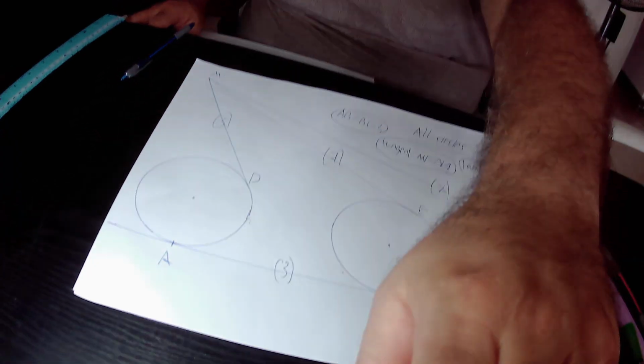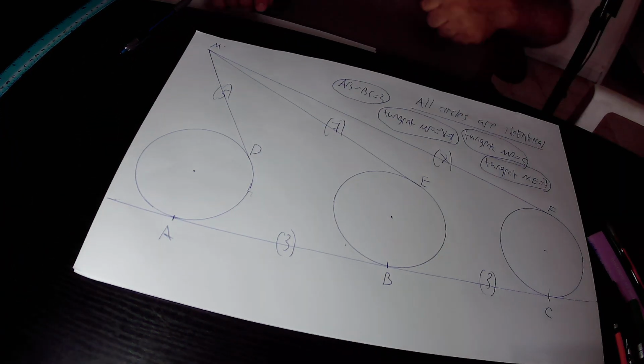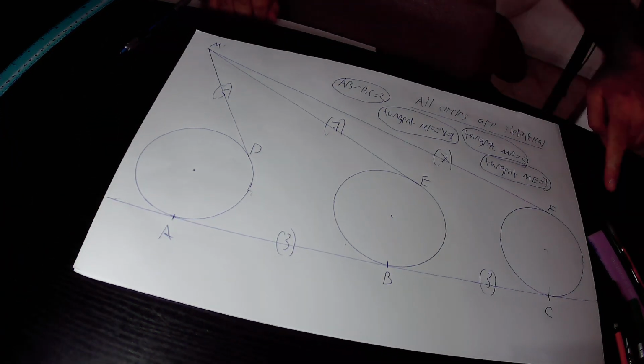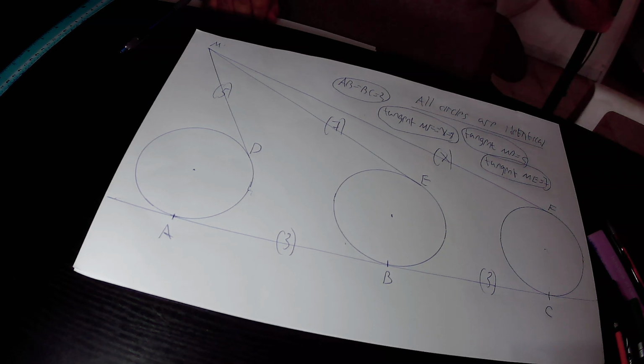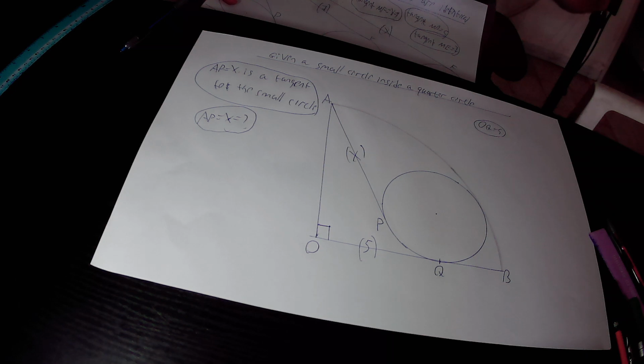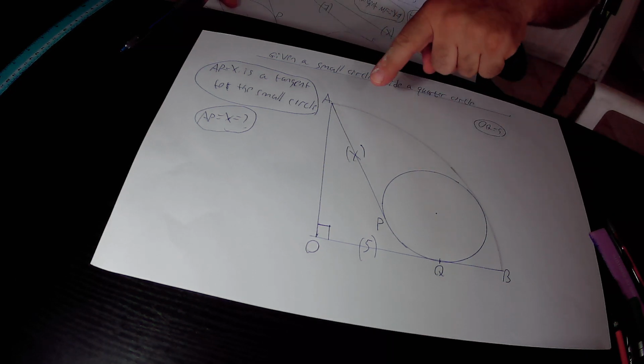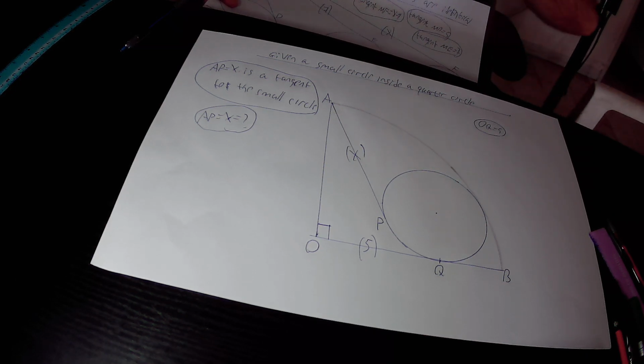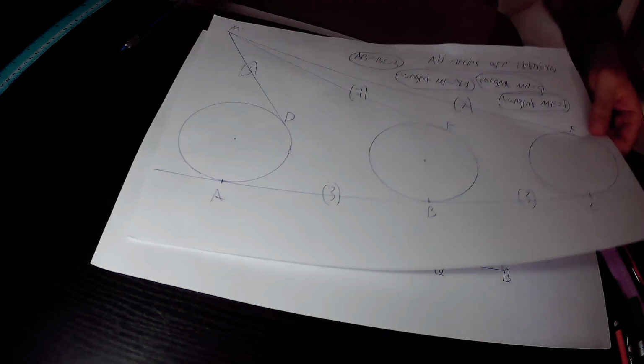And now in this lecture we'll answer two questions. The first question, we find out the length of this tangent MF that is equal to x. And in the second question, we find out the length of this tangent AP that is also equal to x. So we start with the first question.